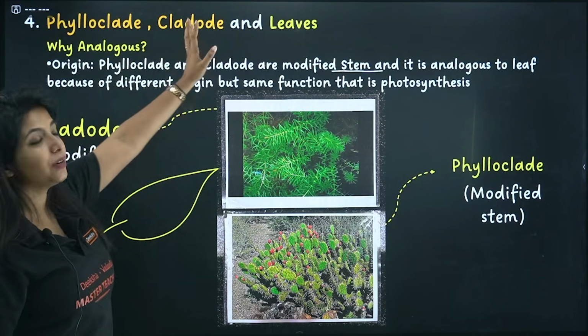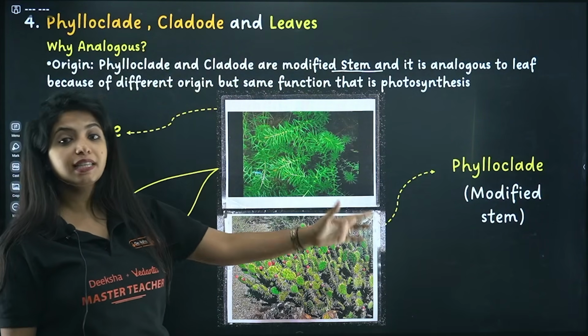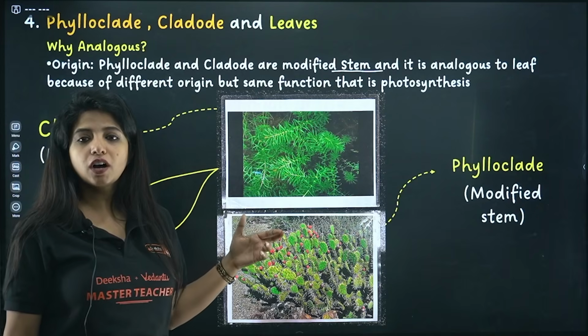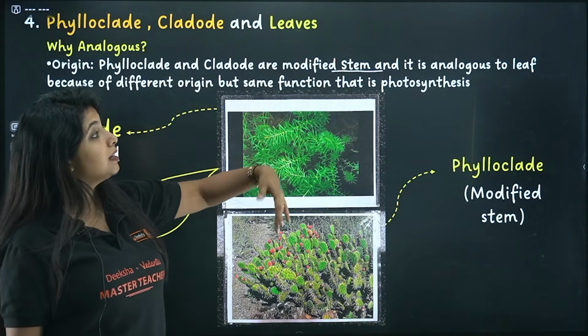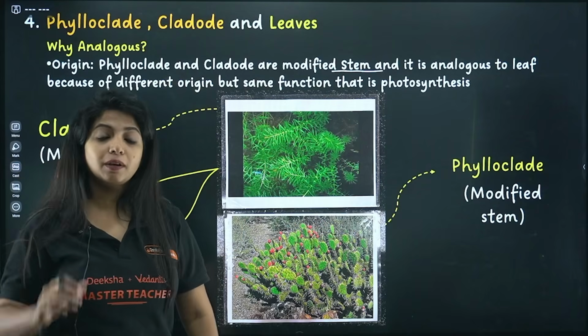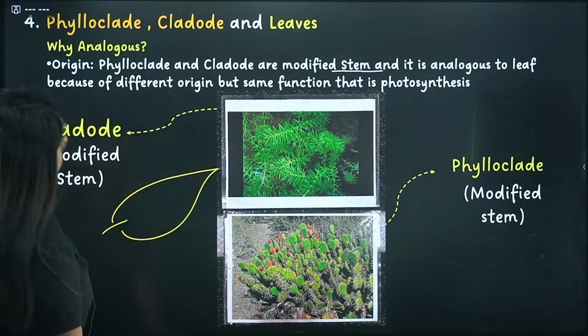Now phylloclade, cladode and leaves. So phylloclade, cladode are one team and leaves is another team. Phylloclade is opuntia, or prickly pear, and it is analogous to leaf. Why? Because both of them do photosynthesis. They are modified stems, remember that.